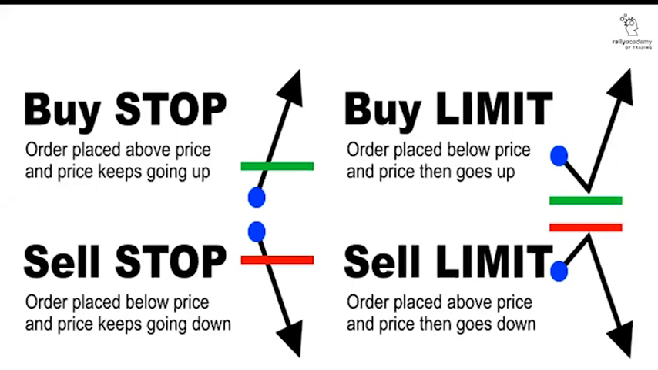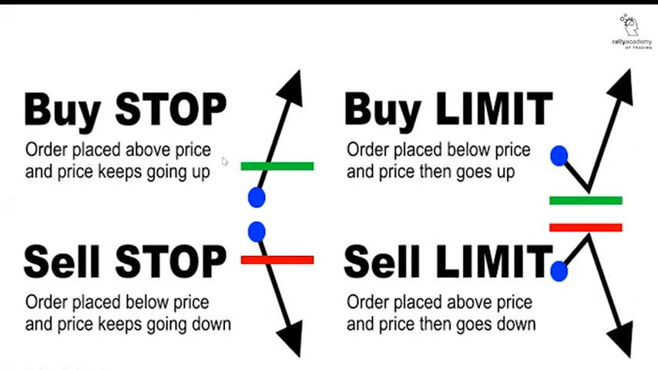Now, don't get confused. Let me say this so that you don't get confused. Both buy stop and buy limit, both of them you are buying. You are buying on both orders. Your sell stop and sell limit, both of them you are selling. But the only difference is where you are buying from with the buy stop and where you are buying from with the buy limit. That's the only thing that's different here.